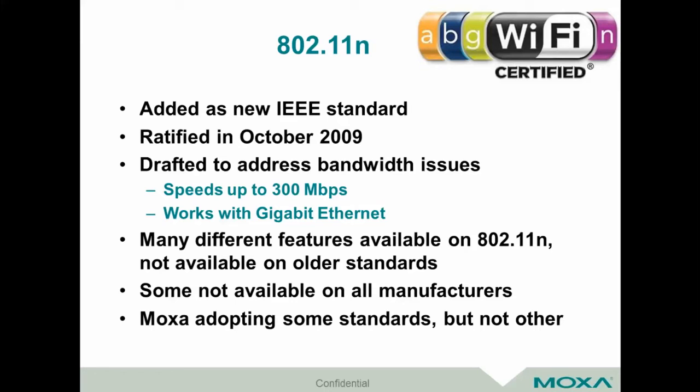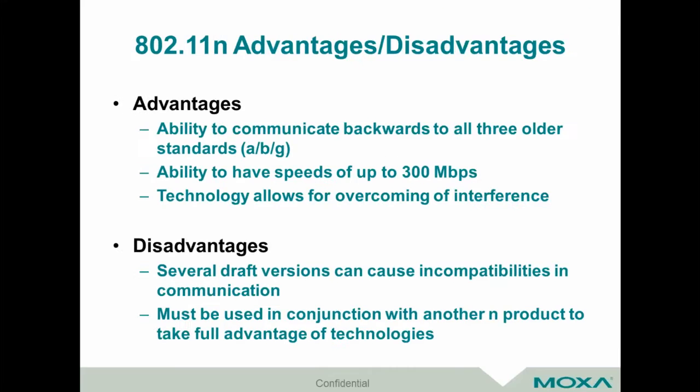So 802.11n has speeds of up to 300 megabits per second, and it does work with gigabit Ethernet. So most of the devices that you see nowadays that support 802.11n will also come with gigabit Ethernet ports. And that's just to make sure that there's no backlog on the wired side, which most people kind of laugh at when you say the backlog would be on the wired side. But it's true. If you only have a 10/100 port on your 802.11n devices, there will actually be a backlog on the wired side.